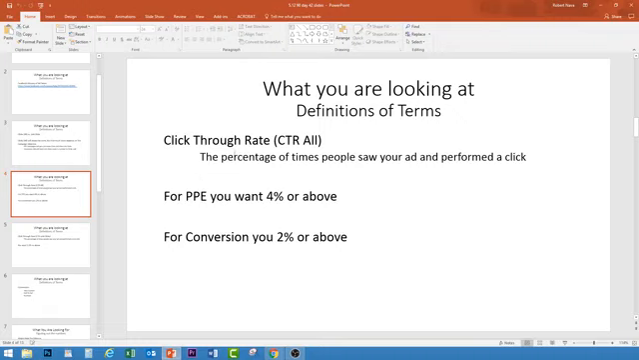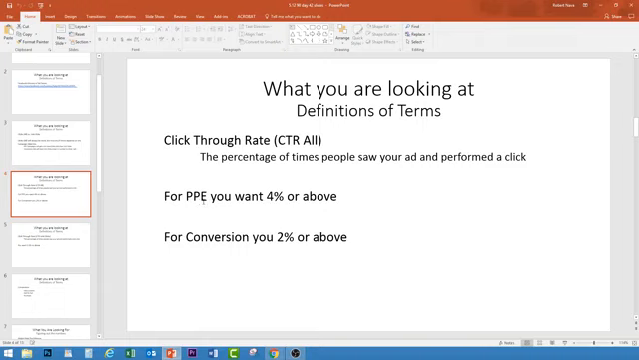Right now, just understand these basic principles, and know that you can come back to this at any point and learn it. Okay, so 4% or above is what you want to look for in a click-through rate for clicks all, and for your conversion ads, that was for your PPE, page post engagement, and for your conversion ads you want above a 2%. And the reason why is because page post engagements are going to be optimized.